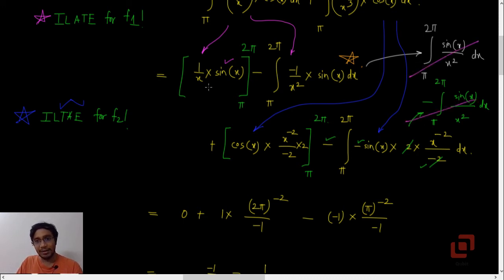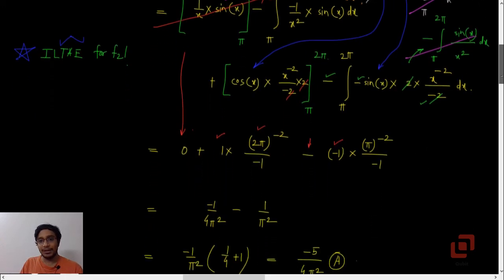If you cancel them, then what you have is just substitution of the limits in the functions. Now let's not worry about this, because sine pi and sine 2 pi both are 0, so even this will be 0. Okay, that you can see here. So then it boils down to the expression cos x into minus 1 upon x squared with limits pi and 2 pi, because again 2 will get cancelled. So substitute the upper limit, cos 2 pi is 1, 2 pi raised to minus 2 upon minus 1, minus cos pi, the lower limit pi, cos pi is minus 1 into pi raised to minus 2 upon minus 1.